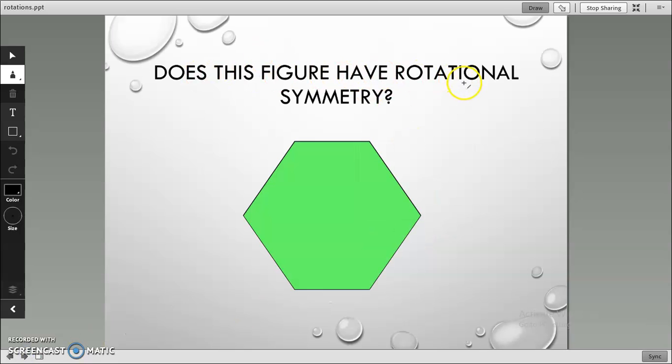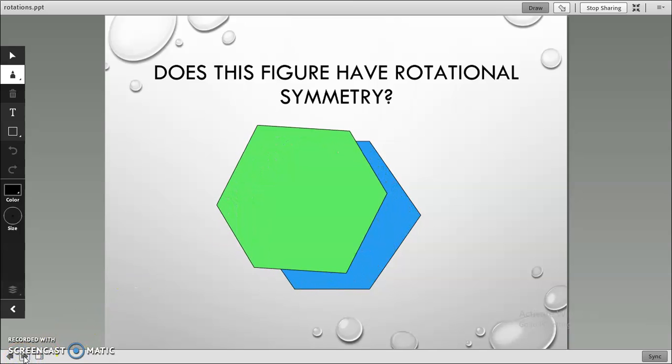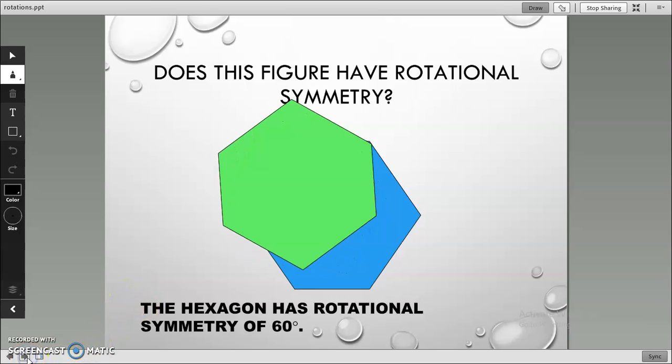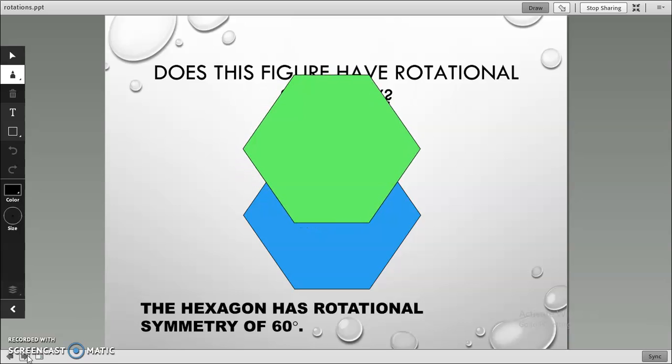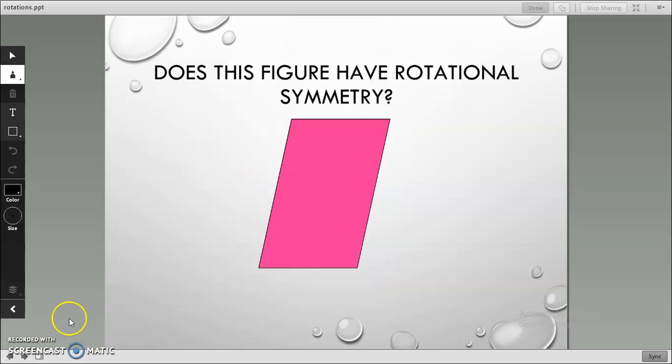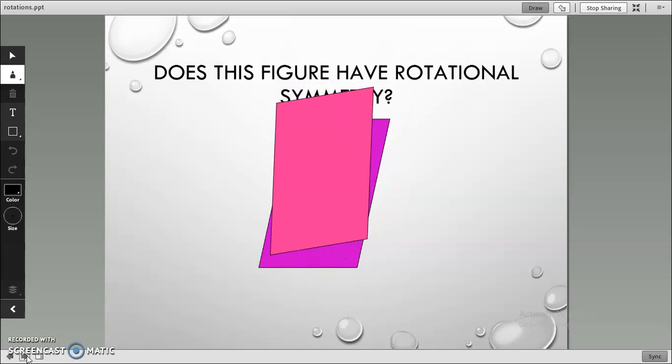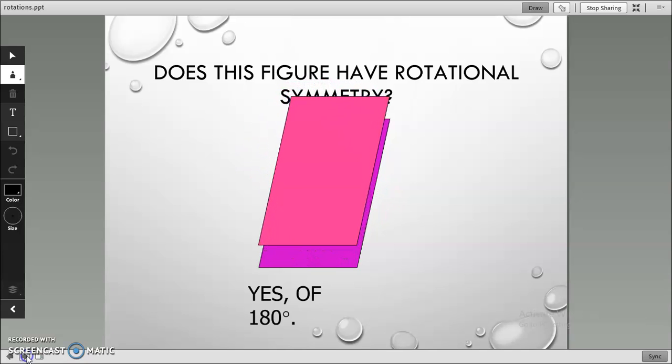Does this figure have a rotational symmetry? Let's see. All right, so it looks like the hexagon has a rotational symmetry. It's off by a little bit because it's a little extra rotated, but it's a rotational symmetry of 60 degrees. All right, does this figure have a rotational symmetry? I'll rotate it 90, then 180, looks like. It has a rotational symmetry of 180.